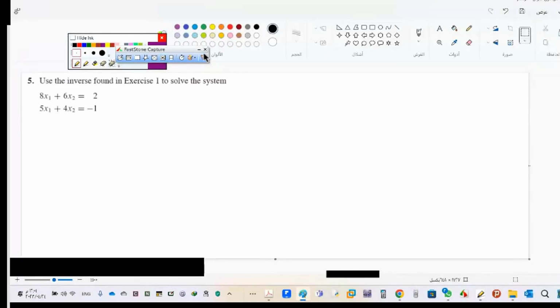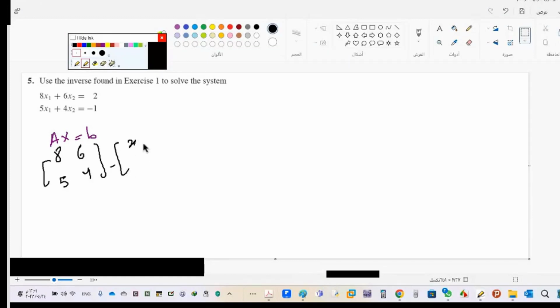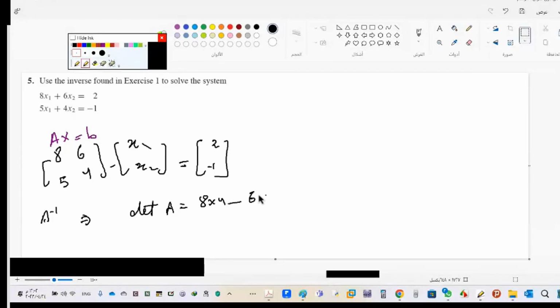Here we have AX equals b. A here is 8, 6, 5, 4, multiplied by x1, x2, equals 2, minus 1. This is A. I want to find A minus 1. So first of all, to find this, calculate the determinant of A. The determinant of A is 8 times 4 minus 6 times 5, 32 minus 30, which equals 2. We have.